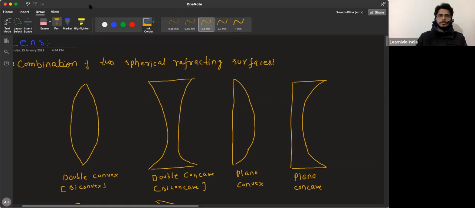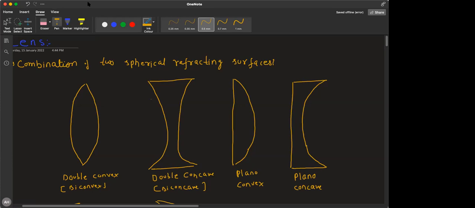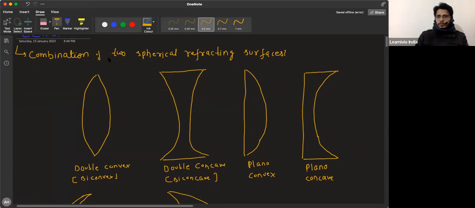Fatma, any doubt in lenses? No, sir. This lens is even more important than the spherical refracting surface. Written? Yes.